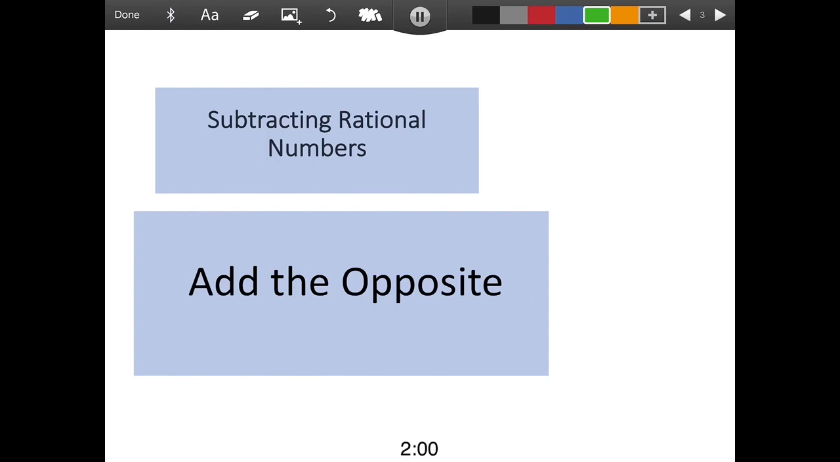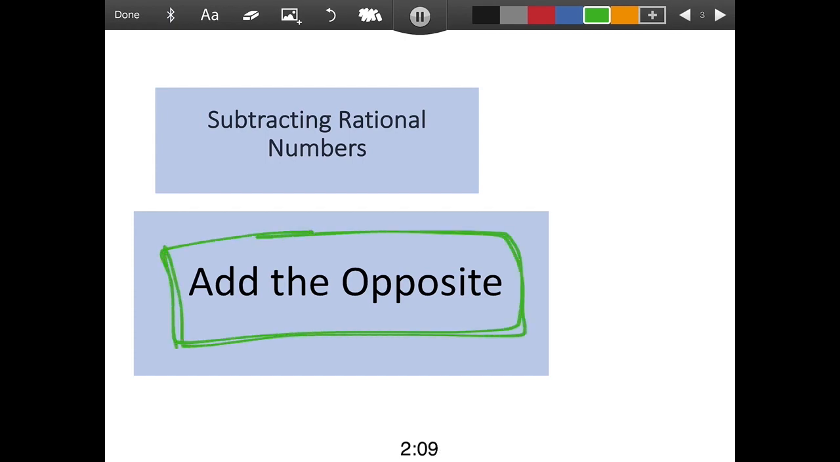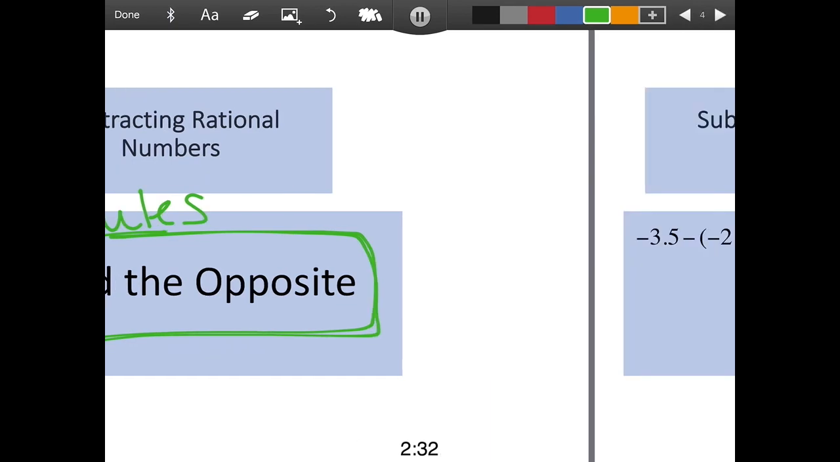Okay, so when subtracting rational numbers, the key thing you need to remember is add the opposite. Add the opposite. And you may be thinking, well, wait a minute, didn't you say we were subtracting? Yes, but the rule for subtracting rational numbers is add the opposite. So we are going to take each of these subtraction problems and change them to addition problems. So let's see what that looks like.